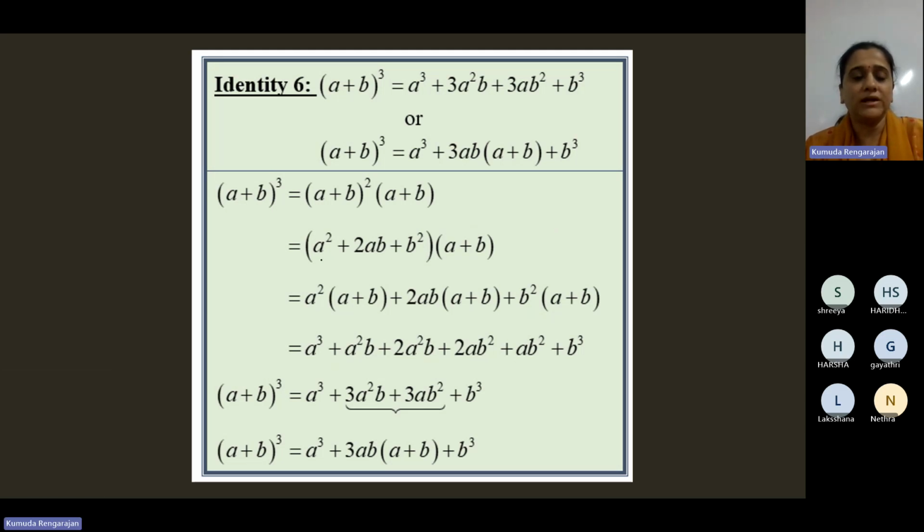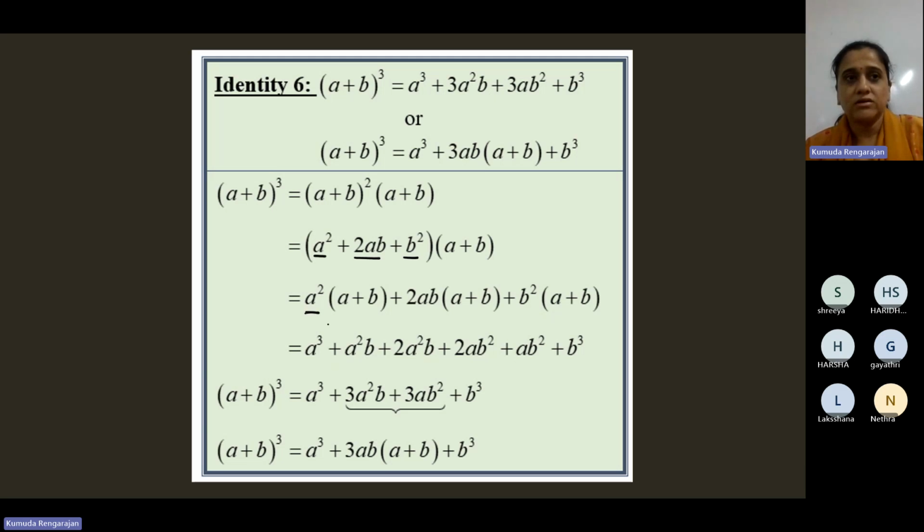Okay. Now how do you multiply? The first term in the first bracket, a square, multiplied with the second bracket, a plus b. The second term in the first bracket, plus 2ab, multiplied with the second bracket, a plus b. Every term of the first bracket must be multiplied with the second bracket. How many terms are there in the first bracket? 3 terms. Every term of the first bracket should be multiplied with the second bracket.